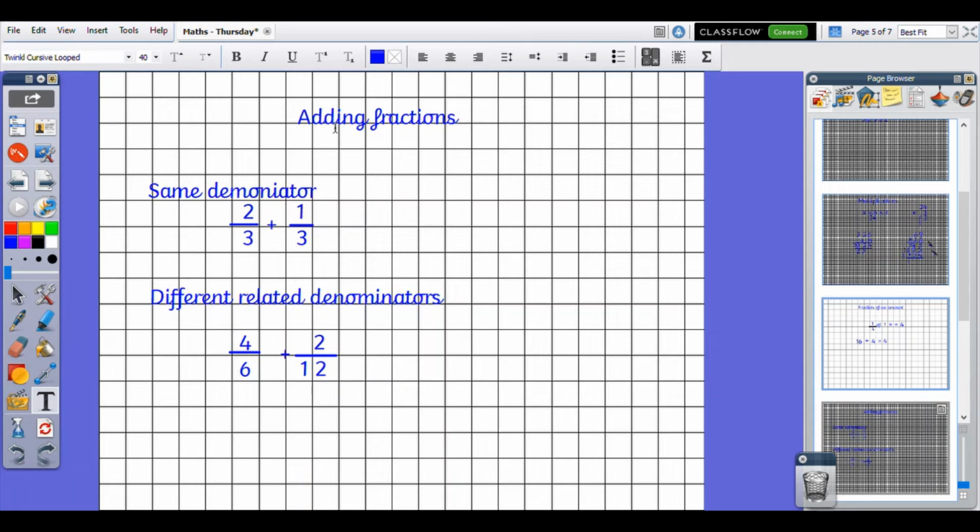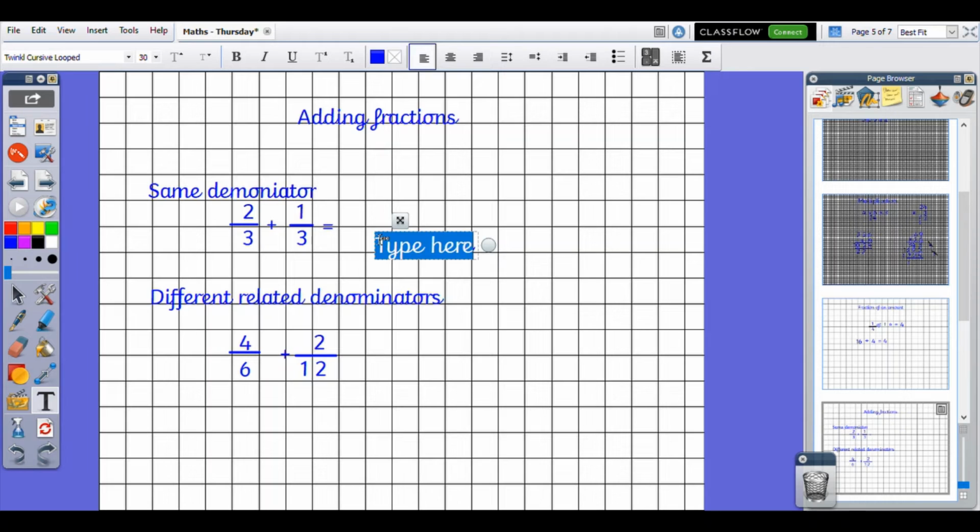Okay, now we've got adding fractions. So first we're going to look at when the denominators are the same, which is nice and easy because we don't have to think about the denominator even. We just have to have a look at the numerators. So we know the bottom of our fraction is going to be 3. But we also can do the addition really easily.